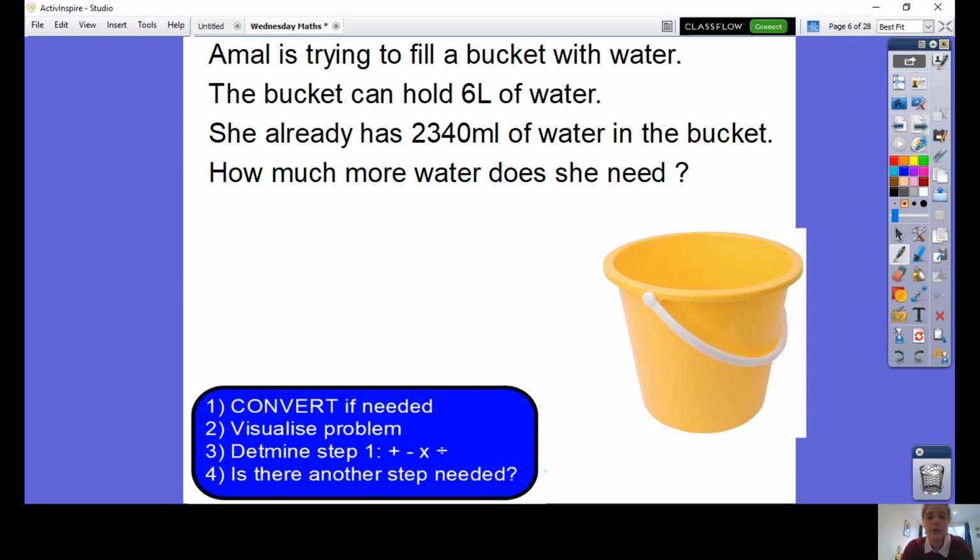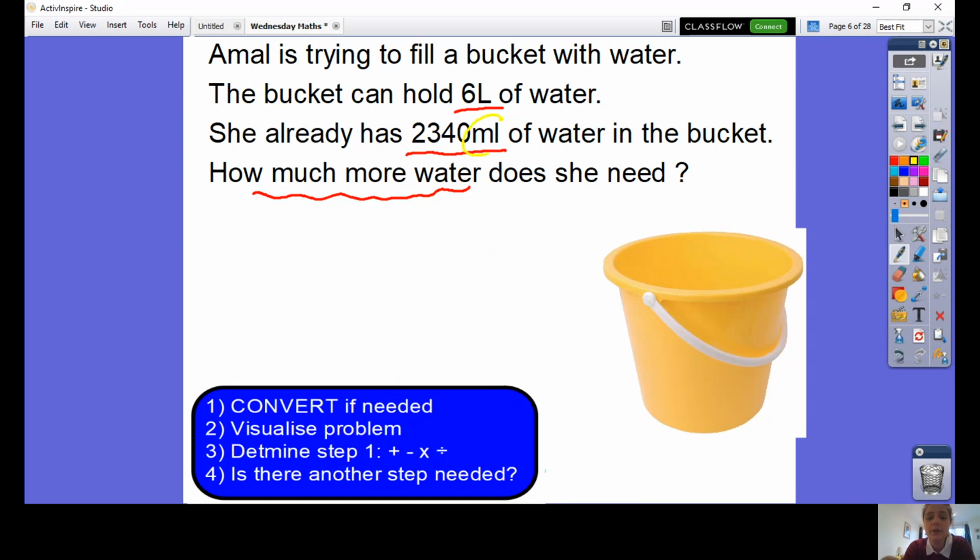Amal is trying to fill a bucket with water. The bucket can hold 6 litres of water. She already has 2,340 millilitres of water in the bucket. How much more water does she need? Step 1 is to convert if needed.